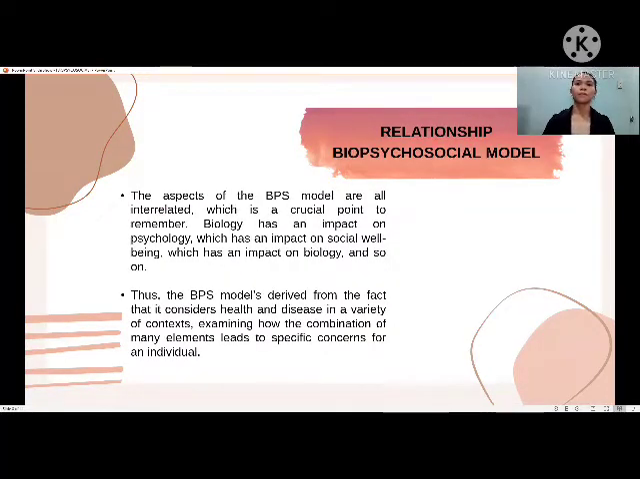Next is the relationship of the biopsychosocial model. They link biological features, and everything that has to do with biology has an impact on human thought. Psychological factors influence social well-being. Thus, the BPS model derives from the fact that it considers health and disease in a variety of contexts, examining how the combination of many elements leads to specific concerns for an individual.